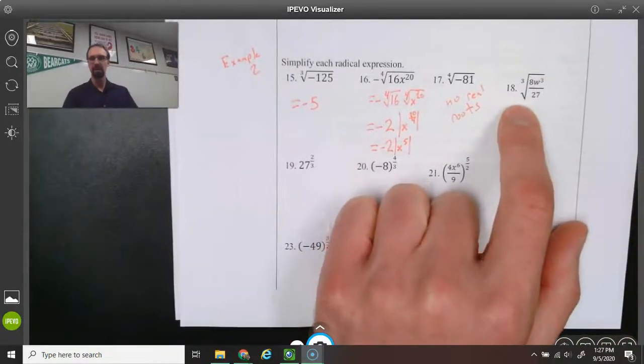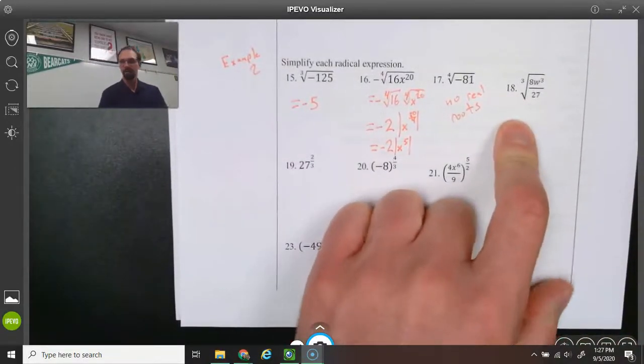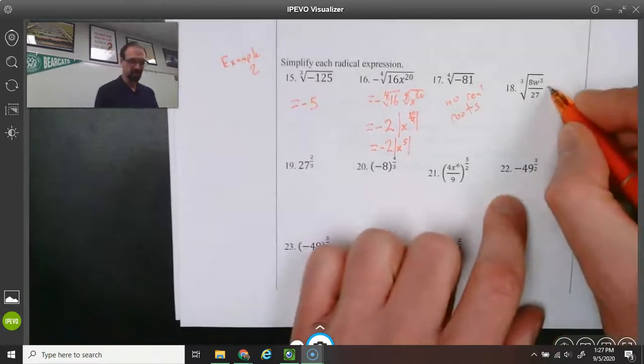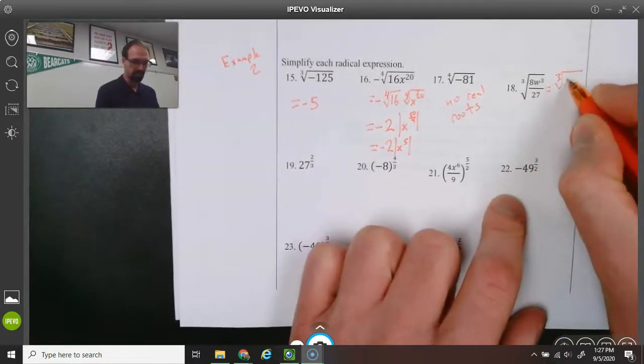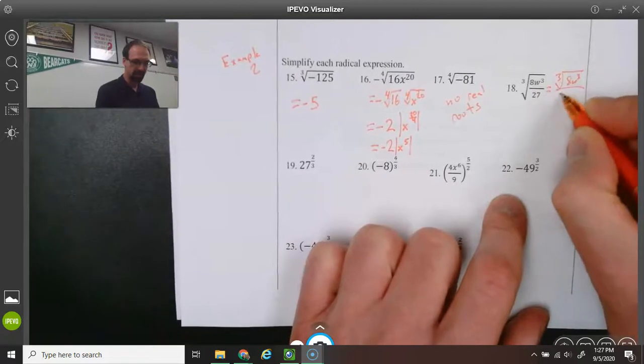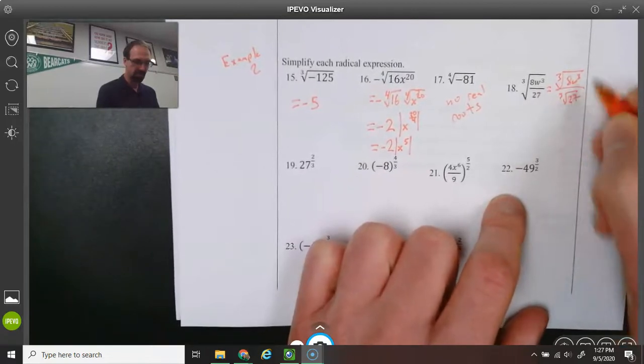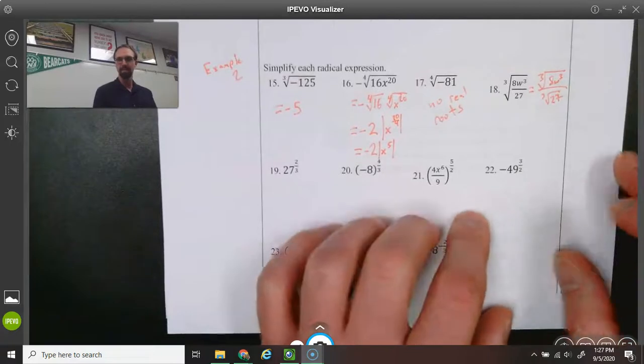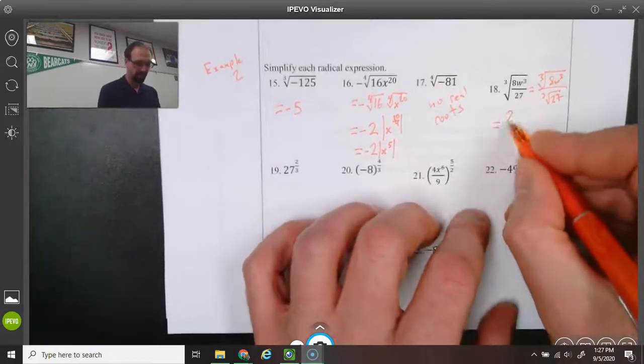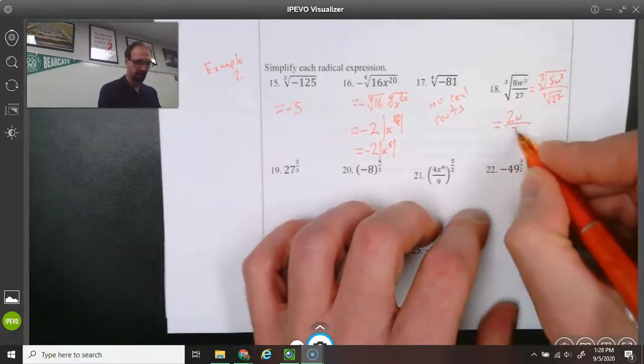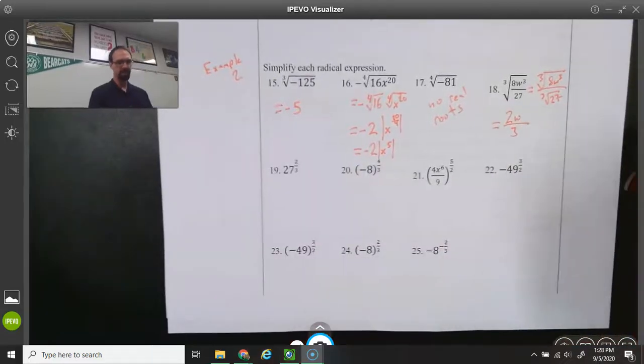18. So now we're taking the cubed root of a numerator and cubed root of a denominator. So really what I want to do is I'm going to take the cubed root of each of these separately. So I'm going to take the cubed root of 8w cubed in the numerator and the cubed root of 27 in the denominator. We can also split up 8w cubed further. So in the numerator I have 2w. In the denominator I have 3. So I have 2w over 3. All of these are odd roots, so I don't need to worry about my absolute value.